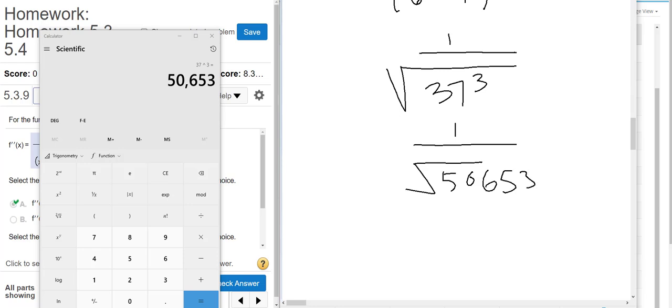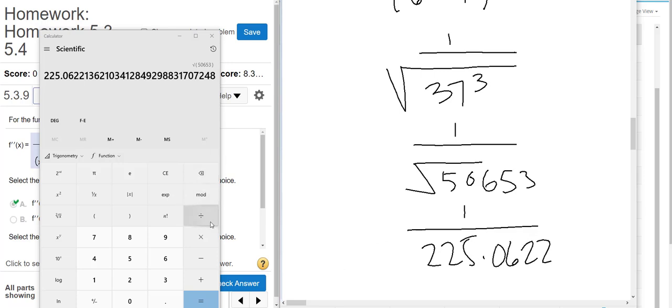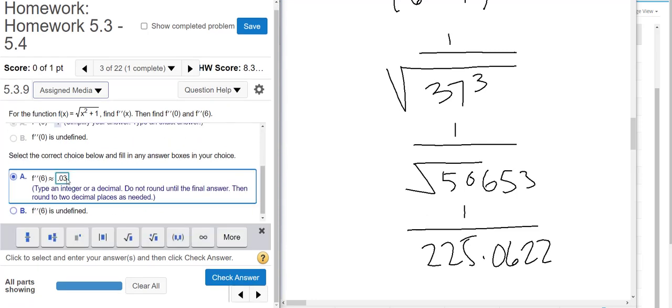50,653. So that's 1 divided by, let's go several decimal places, the square root of 50,653, which is 225.0622. I'm going several decimal places so that I can round it and still get it right. So 1 divided by 225.0622 is about 0.00. So this is going to be basically 0.